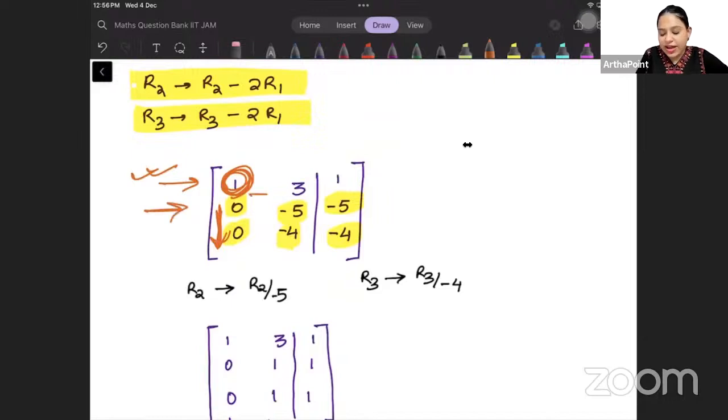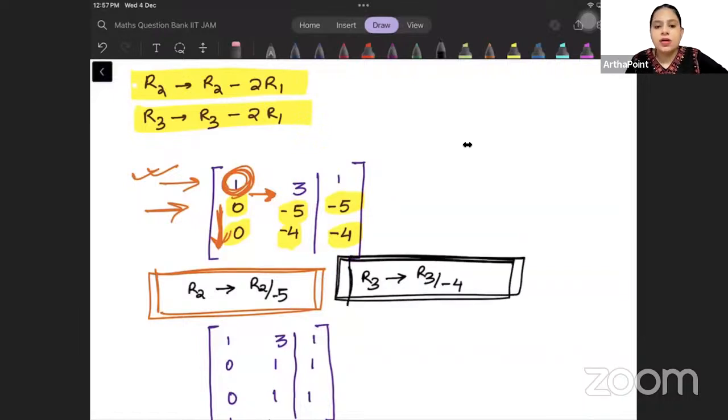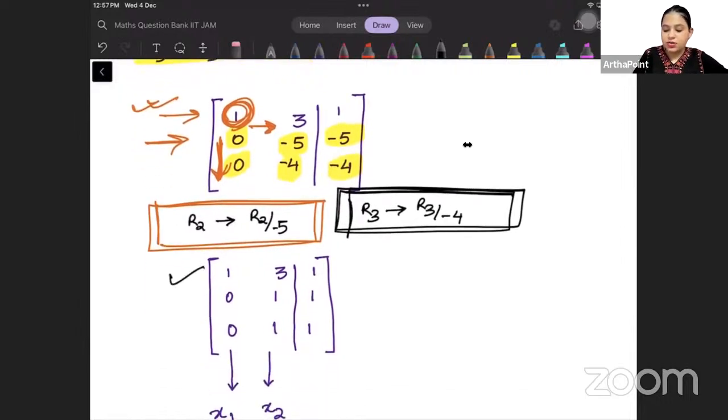In the next row, I should have the leading element to the right, and the leading element should be 1. So I need a 1 here, right? If I need a 1 here, then I am going to divide this by -5. And at the same time, I also want a 0 here. So before getting a 0, I will just simplify this. I will also divide R3 by -4. So the moment I divide R3 by -4, I will get 1, 3, 1, 0, 1, 1, and 0, 1, 1.